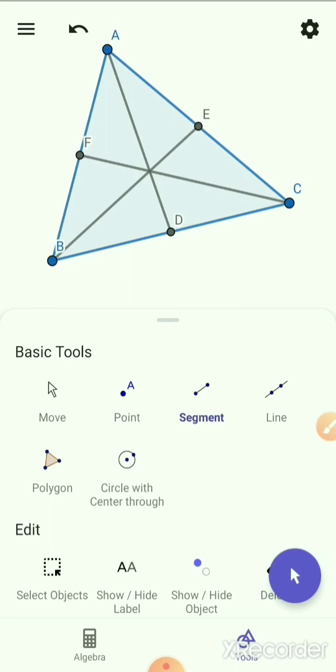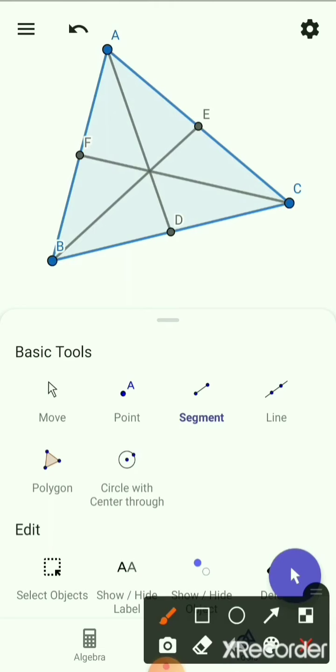So here we have seen that we have got 3 medians in our triangle, and all the 3 medians are passing through one single point. It means if all the 3 medians are passing through one single point, they are concurrent.